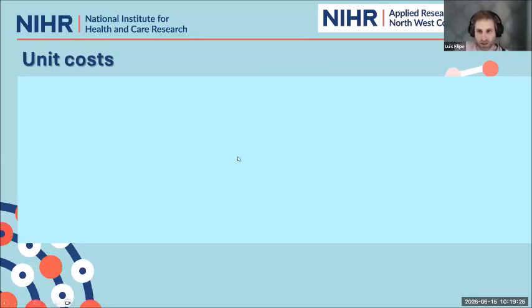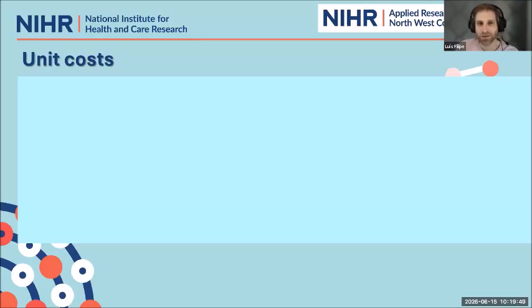Does anyone have any questions so far? I think to some extent it's pretty intuitive. We need to find the resource use and the price of it, and then we get the total costs. I think the issue is that resource use is not as simple as we might think, and this is the slide where we are going to debate that.